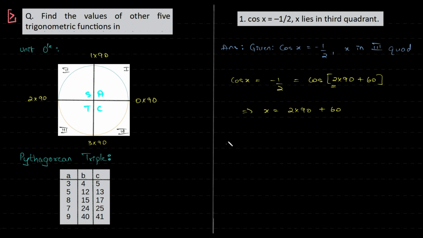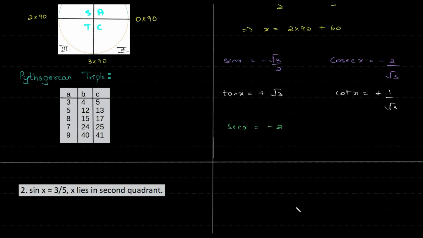So sine of x is minus root 3 by 2. Then cosec x is minus 2 by root 3. Next is tan of x, which is positive in this case, and tan 60 is root 3, while cot of x will be plus 1 by root 3. And the one which is missing is secant x, and this would be minus 2. That's it. So this is how we can figure it out.